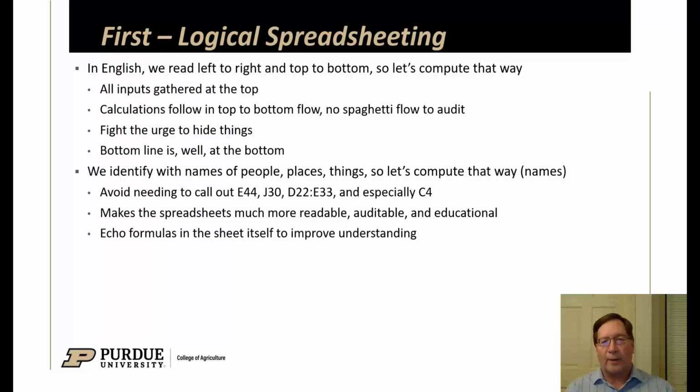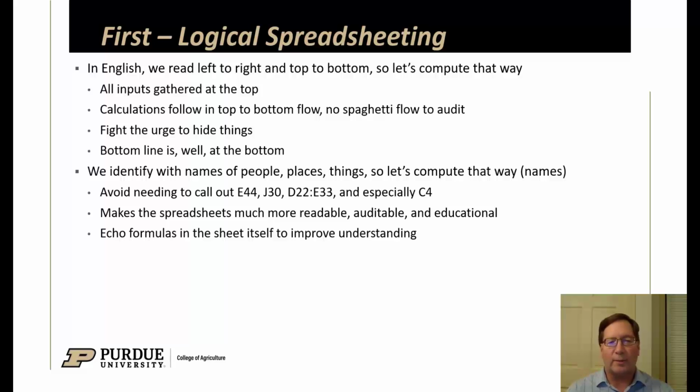Also, thinking about how we do things outside of spreadsheets, we identify with names of people, places, and things, so let's compute that way. Instead of calling out cell references, especially C4 since it's explosive, let's call them by name: P for power, V for velocity, maybe W for weight, things like that. It makes our spreadsheets more readable, more auditable, and certainly more educational, because you'll read the math much like you would write it in a textbook or in the equation that you might have written on paper.